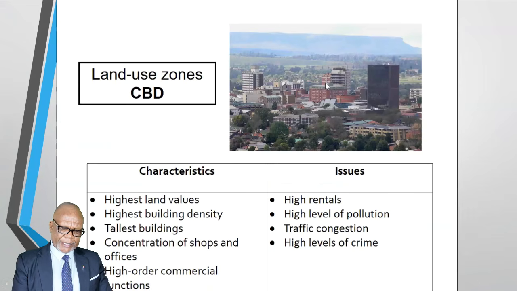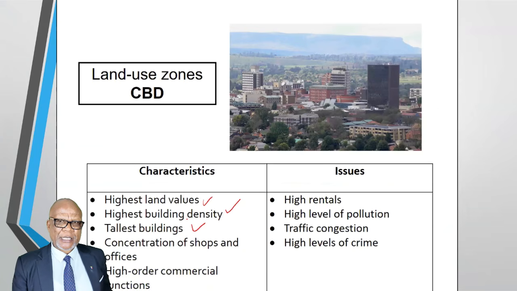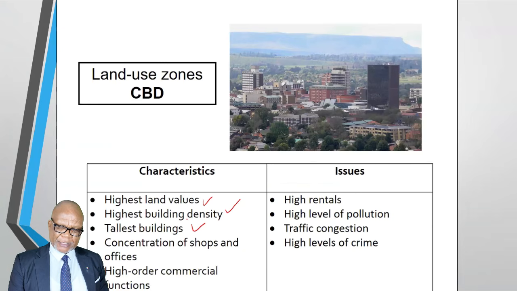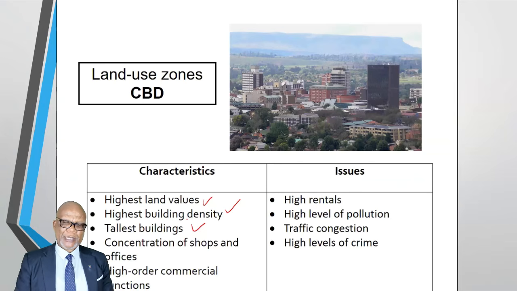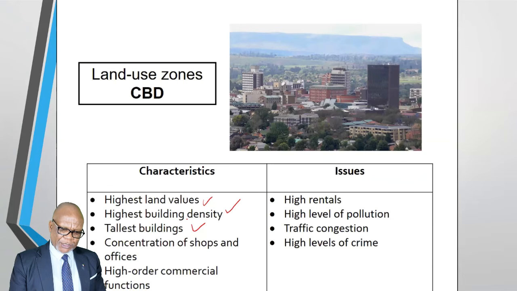What are the characteristics? It has the highest land value. It has the highest building density. It's got the tallest buildings. What do we mean by highest building density? It means there are many buildings, and the buildings are very close to each other, in order to maximize the value of the land. You cannot have a lot of land that is not used profitably because the land is very expensive in the CBD. And it has a high concentration of shops and offices, and it has high order commercial functions.